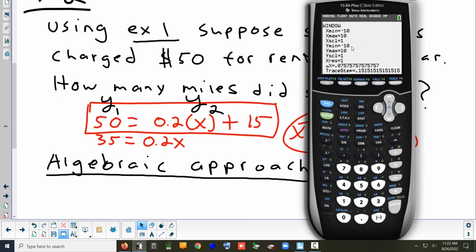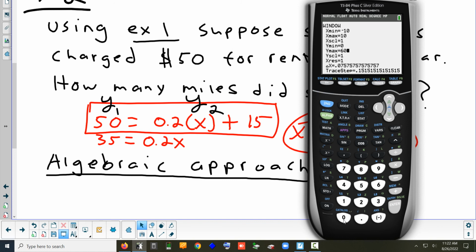No. So what I would do, at least for the y-axis, is if you go to window and you go to y-min, well, remember, y is cost. Does negative 10 even make sense for cost? No, you're not going to be getting paid to rent the car. So we might as well put the y-min at 0, because other values don't even make sense in this word problem. And y max, we need to be able to see up to 50. Now, I always like to go a little bit past 50, so it's not right on the very edge of the screen. So I'm going to set my y max at 60.